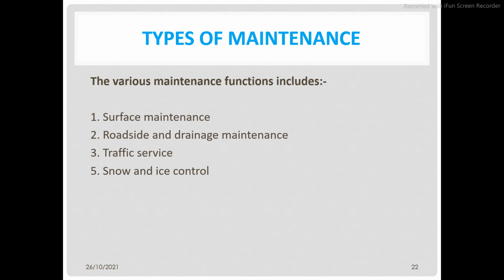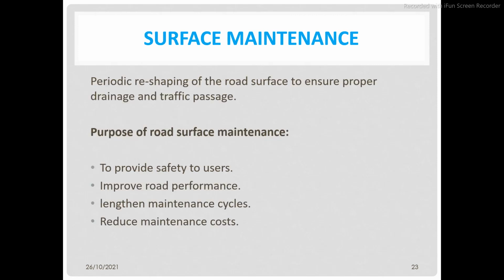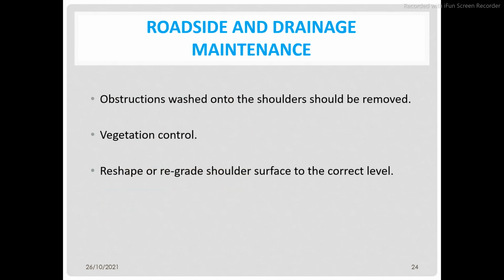Now we're going to talk about types of maintenance. The various maintenance functions include surface maintenance, roadside and drainage maintenance, traffic service, snow and ice control. Surface maintenance is periodic reshaping of the road surface to ensure proper drainage and traffic passage. The purpose of road surface maintenance is to provide safety to the users, improve road performance, lengthen the maintenance cycles, and reduce the maintenance cost.